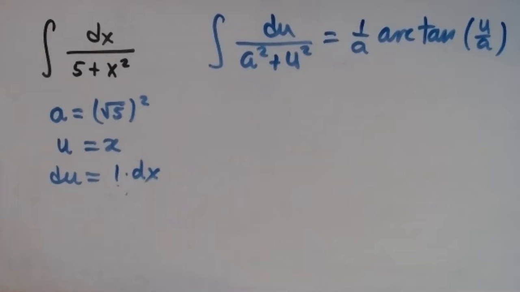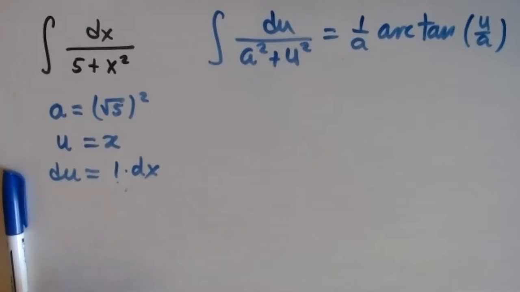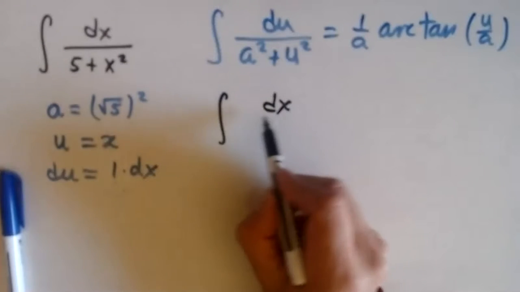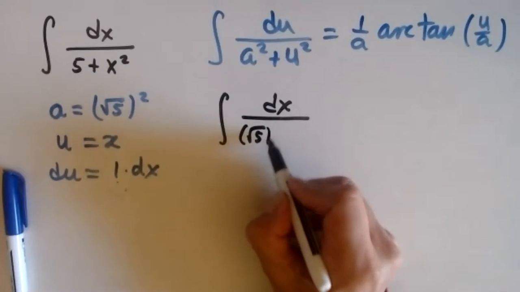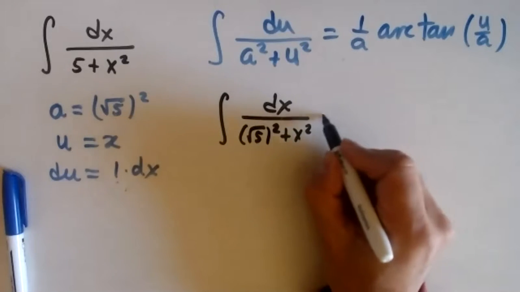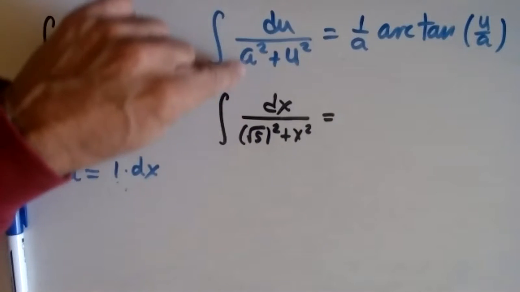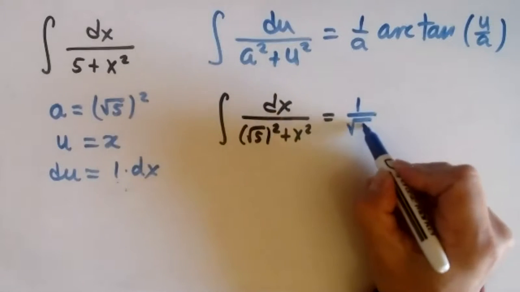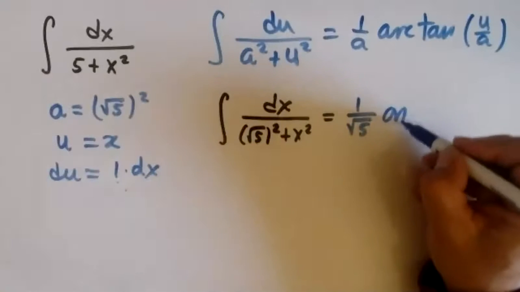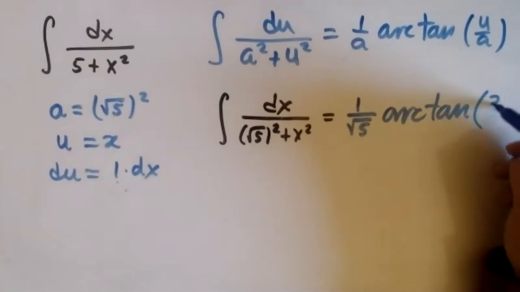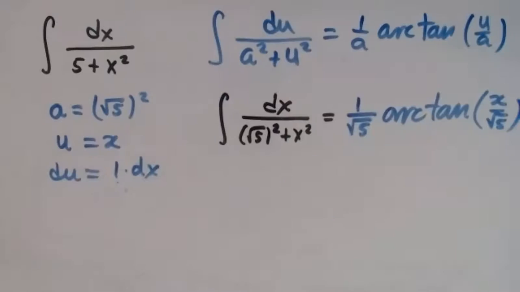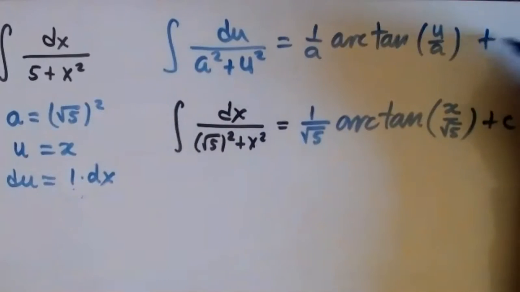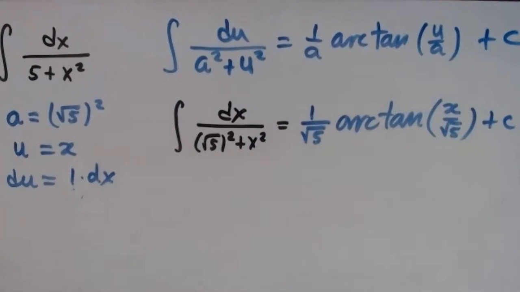So the only thing I have to do is write my integral properly. So this is the integral of dx over the square root of 5 squared plus x squared. And because this is matching, the only thing I have to do is, my calculus is 1 over the square root of 5, because that's a, the arctangent of x over the square root of 5. Correct? And obviously, plus my constant, correct? There's always a constant playing over there.